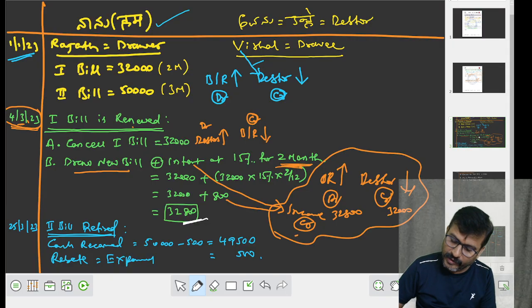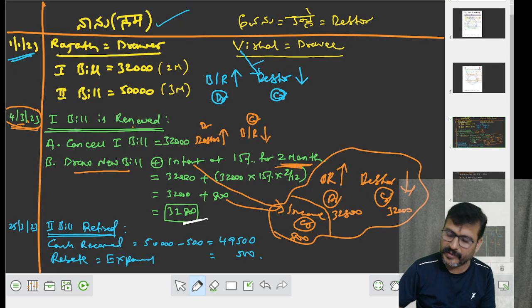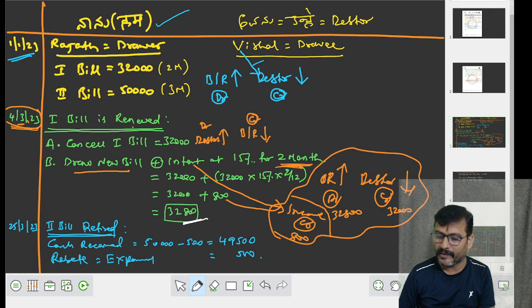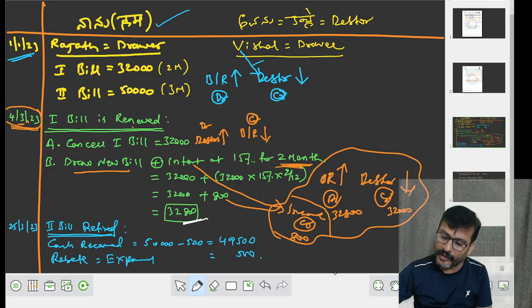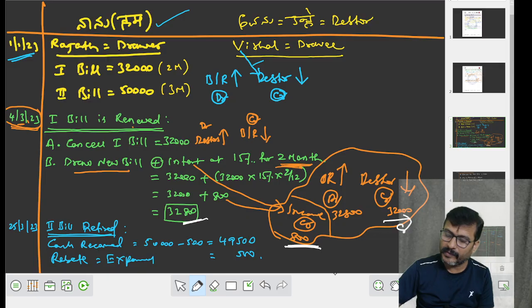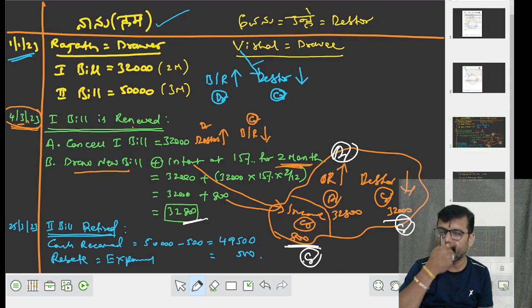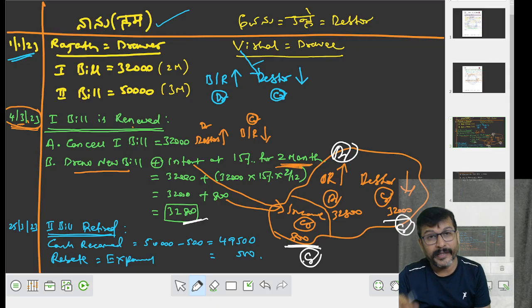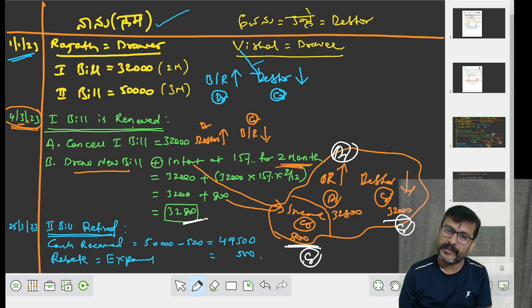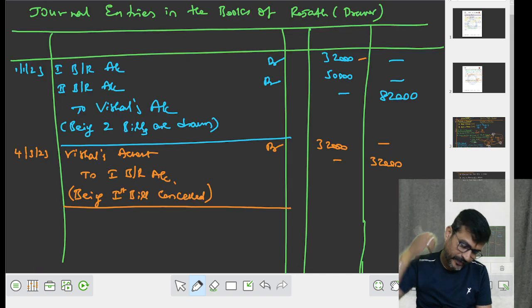Debtor is 32,000. Interest is 800 rupees. Interest को क्या करना? Income credit करना. कितना credit हुआ अब? How many credits are there? Debtor is credit. Income is credit. Both are to be credit. Who is debit? BR is debit. Then entry क्या हुआ? New bills receivable account debit to Vishal account, to interest account. What's the date? Same date.